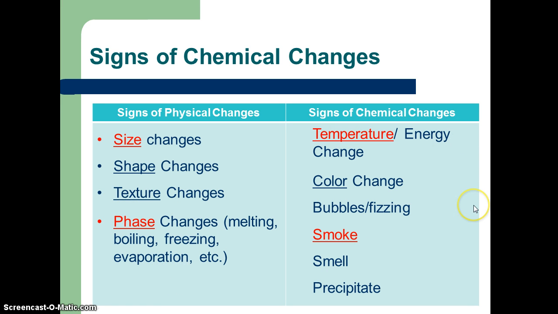Over here we have a chemical change. So we have temperature or energy change. This can be heat or light being added, color change, bubbles and fizzing, smoke, smell, and then what's called a precipitate, which is when a solid forms by two liquids being mixed together.